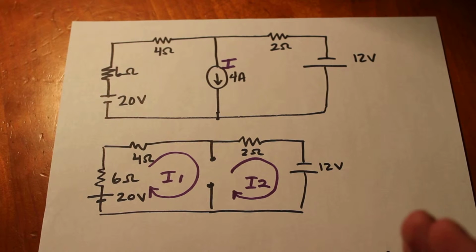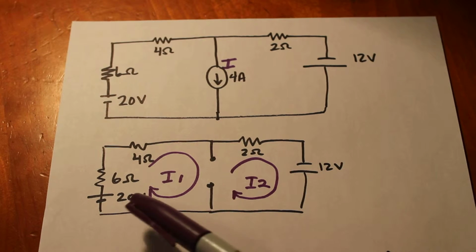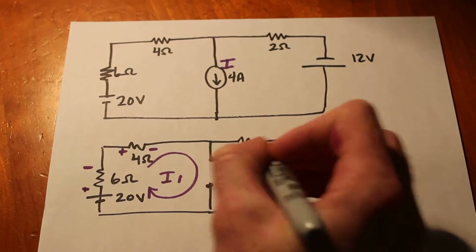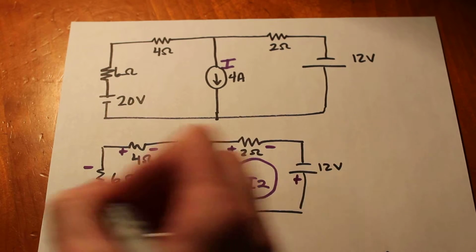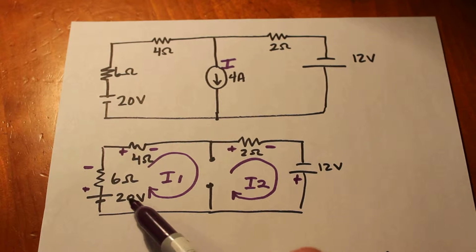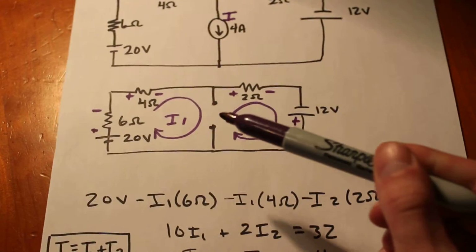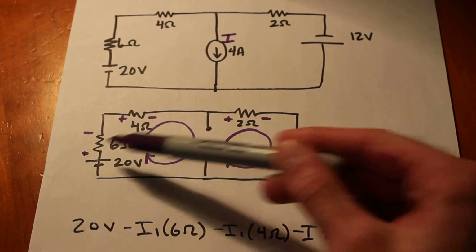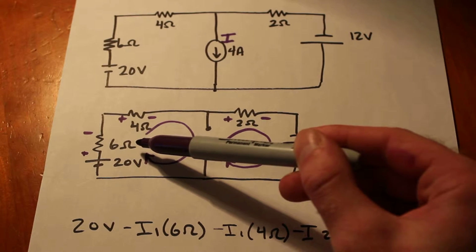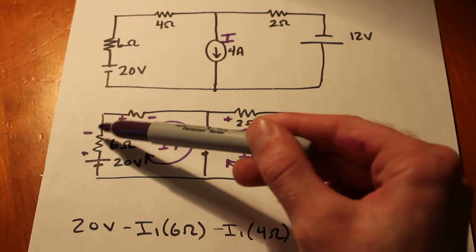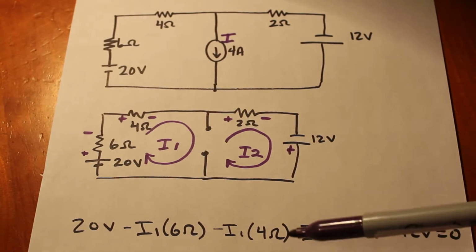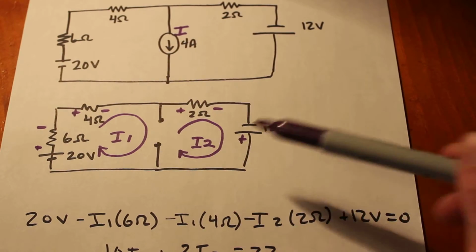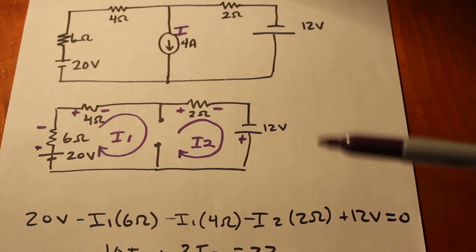So it's the same idea as before. I'll do my signs real quick. So we have plus 20, okay? Plus 20 minus I1 times 6 ohms, and negative because it exits out of the negative, and then minus I1 times 4 ohms, okay? Same as we would before.